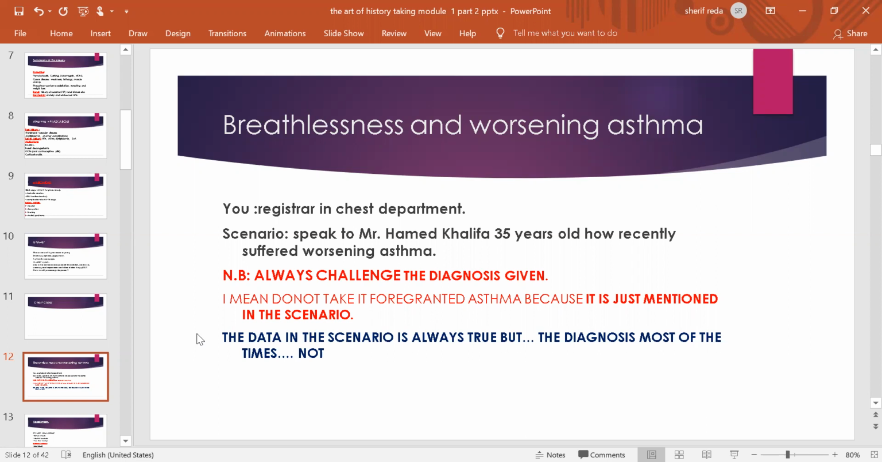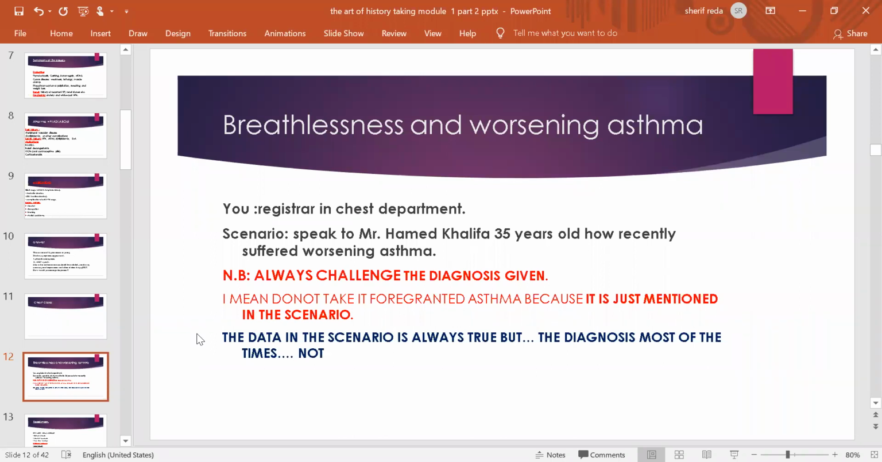If a patient comes from a colleague with a certain diagnosis, try to challenge this diagnosis. Try to think if this diagnosis is true or not, because if you give him the same diagnosis, you will be labeling the patient, and if the patient is labeled, then it will be very difficult to remove this diagnosis. This is an advice, maybe not related to the exam, but it's related to your daily practice.